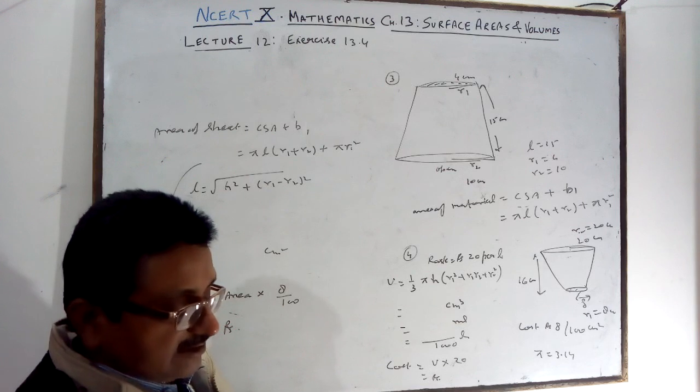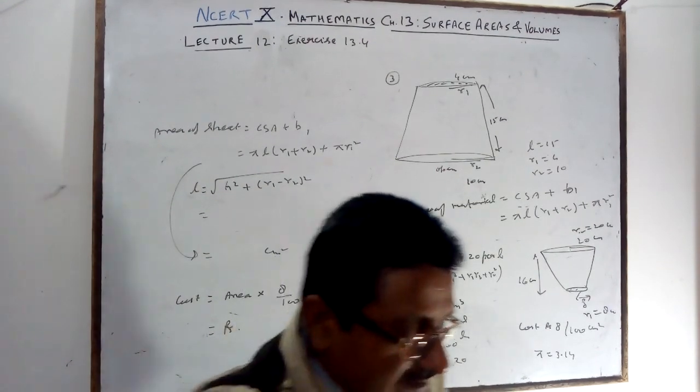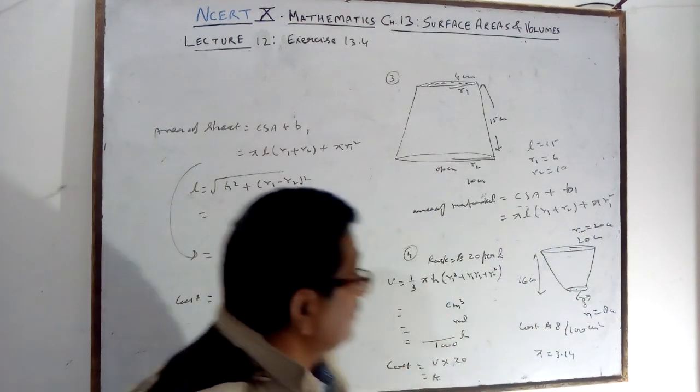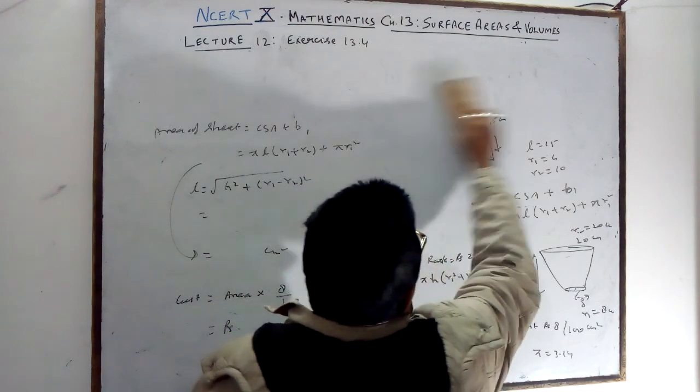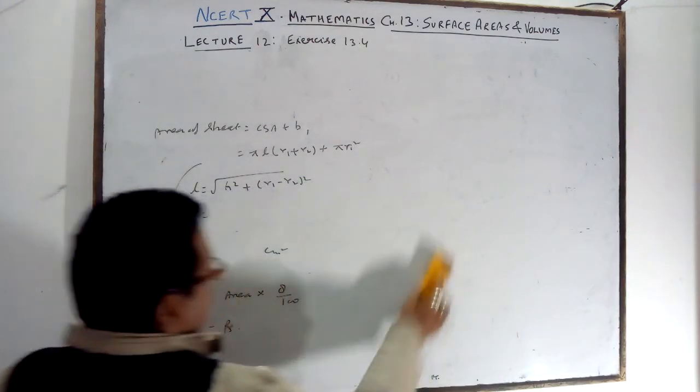Question number 5 is given here. Last question, question number 5. What is the question number 5 given? It is also a very important part. Question 4 is over. Question number 5 is the last question of this chapter. After this, the optional exercise is left.